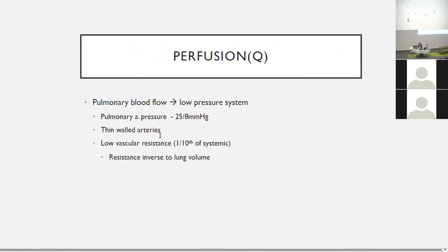And then perfusion, blood flow in the pulmonary system. This is a low pressure system. If you compare the pressure of your pulmonary system to your systemic circulation, which is around 120 over 80, this is quite small, and you have very thin walled arteries, so there's low vascular resistance. Resistance in these arteries is inverse to the lung volume. So if you increase the volume, you decrease the resistance so that more blood flows to your lung and can get oxygenated. But if you decrease the volume, you don't want blood coming into your lungs, so you're trying to send it away.